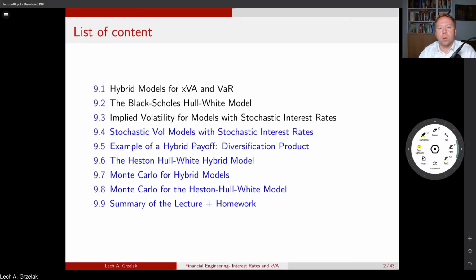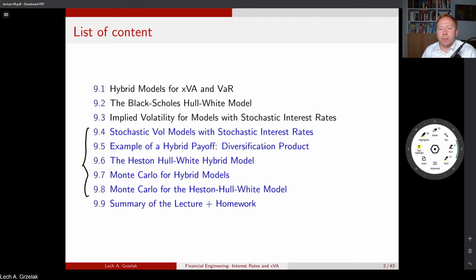Hello everyone, welcome after the break. Today we will continue with the second block of the financial engineering course, lecture number 9. Our focus today will be on more advanced hybrid models. In this block, we'll be focusing on the stochastic volatility hybrid models, in particular Schoebel-Hull-White and also Heston-Hull-White.